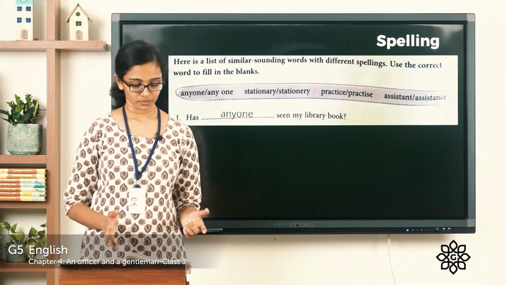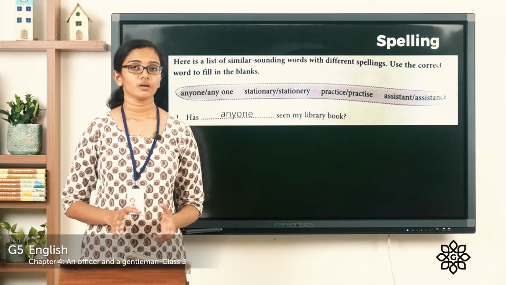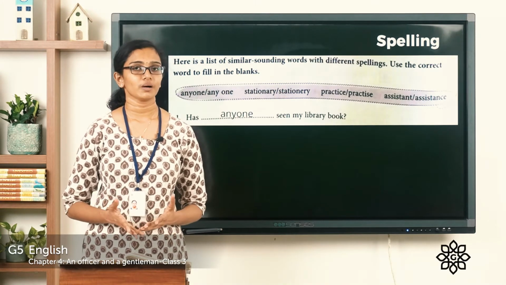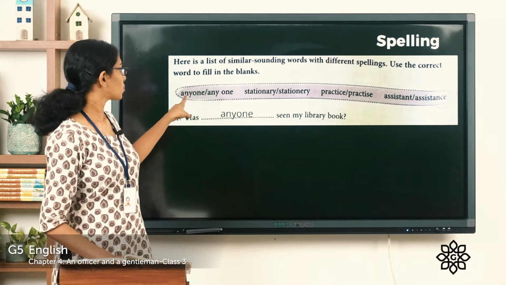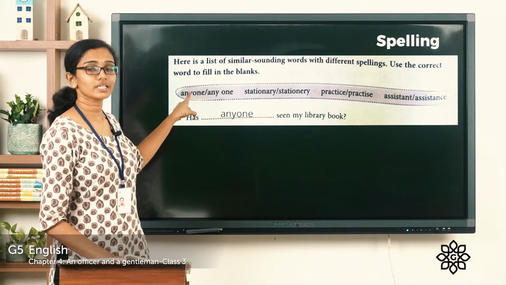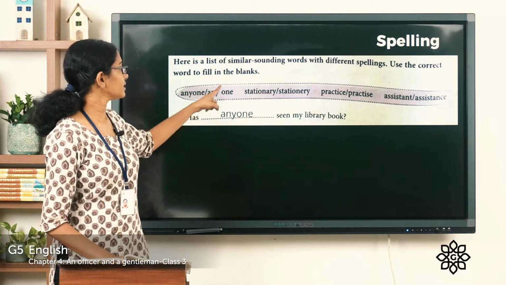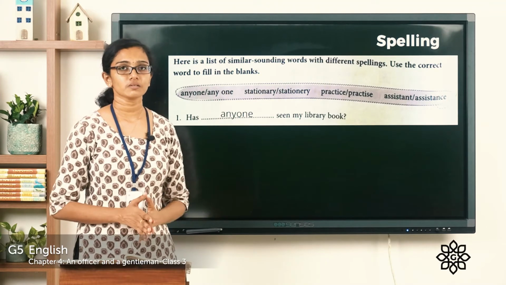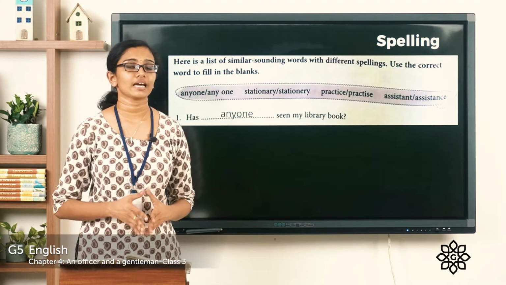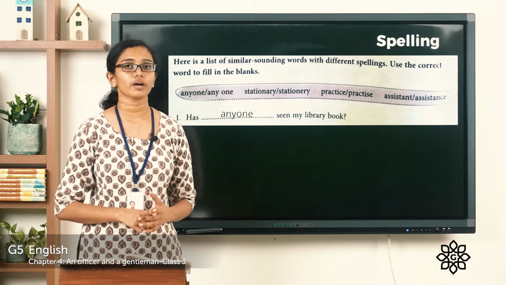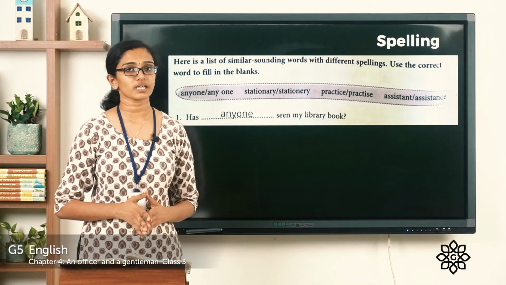So the first set of options, anyone and any one. Both these sound similar and look similar, but there is a difference in the meaning. When you write anyone without a space in between, it's a pronoun. It means anybody. But when you write any one with a space in between as two words, it becomes an adjective phrase and it means any single one of a group of people or group of things. So there is a difference in the meaning.